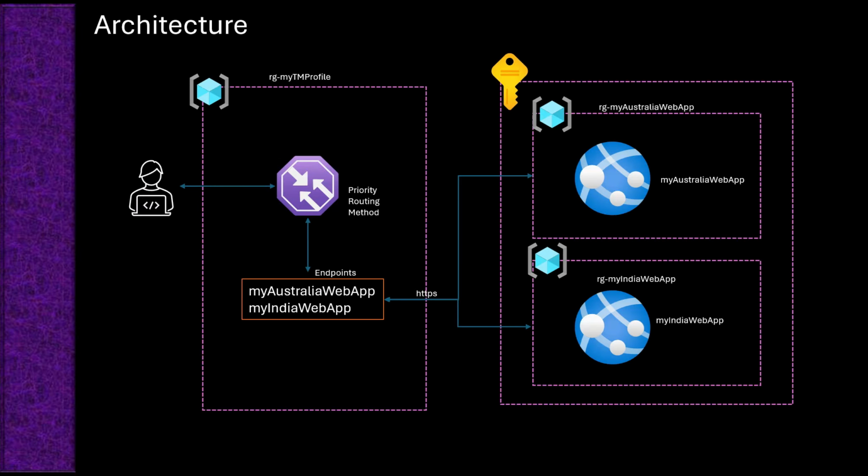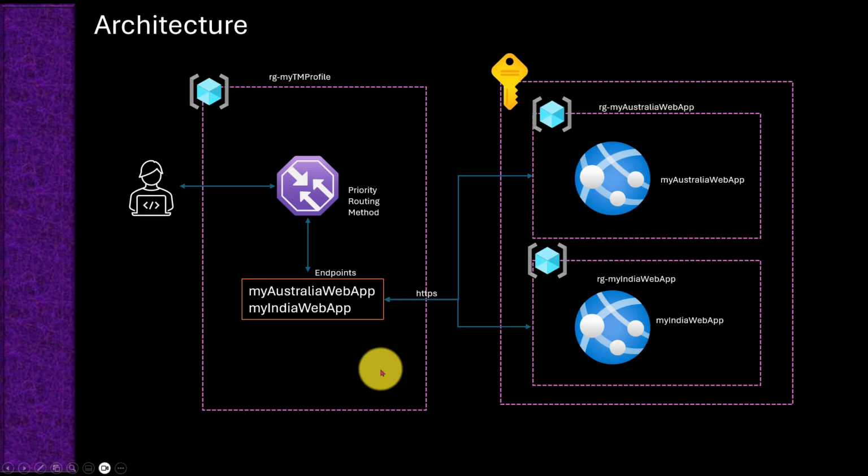In this video, we will create a couple of web apps and a traffic manager profile, then register the web app endpoints with the traffic manager profile and test it. Before doing that, let's understand the architecture that we are targeting to implement.